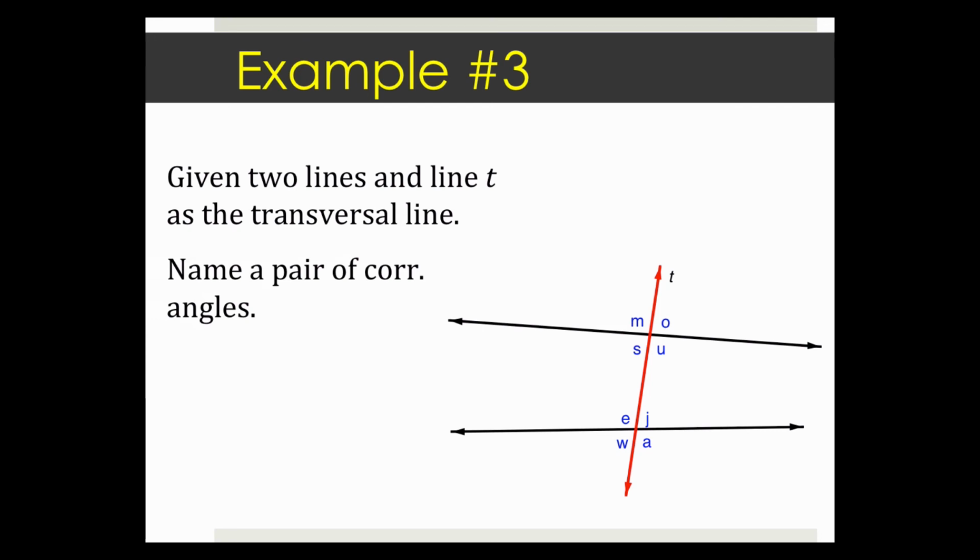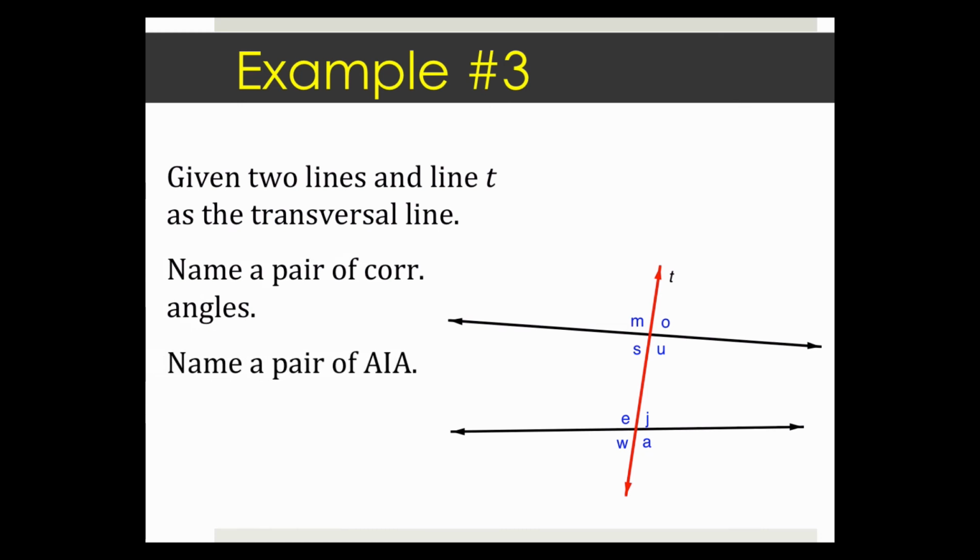What do you got for me? O and J is one pair, that's good, you got 3 more to go. U and A, good, that's 2. S and W. Awesome, and the last one? M and E. Well done, golf clap please.